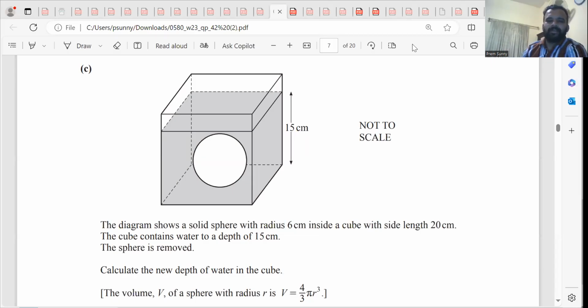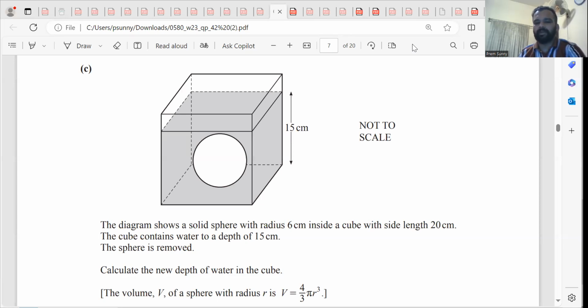Hi, welcome back. This is a mensuration question. We have a sphere immersed inside a cube. So let's read the question. The diagram shows a solid sphere with radius 6 centimeter inside a cube with side length 20 centimeter. The cube contains water to a depth of 15 centimeter. The sphere is removed. Calculate the new depth of water in the cube.